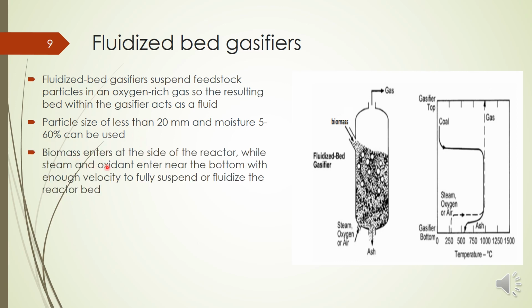Here the biomass enters at the side of the reactor. The steam and the other oxygen enter from the bottom, and that helps to convert this bed into a suspended state so that it will be fluidized. The main advantage is the mixing. Due to this proper mixing and heat transfer, there will be a uniform and moderately high temperature throughout the gasifier.